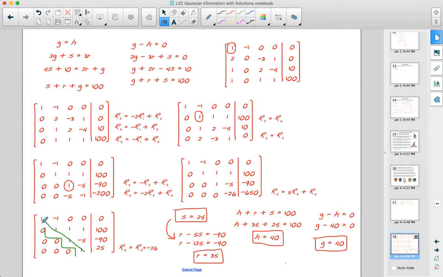However, in case we didn't know that from the original matrix, I'm just going to take this row that says G minus H is 0. Back substitute the H of 40. G minus 40 is 0, which of course gives me G is 40. So those were the correct answers to that little riddle I gave you here.